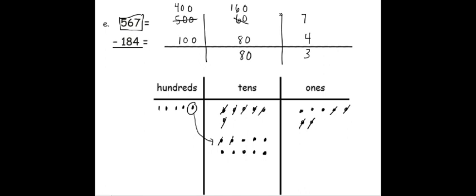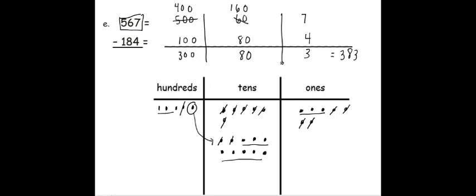And then in my hundreds column, I have 400. I need to subtract 100. Just cross off 1 dot. That leaves 300. Combine my 3 answers for a final answer of 383. And that matches my dots. I have 3 hundreds, I have 8 tens or 80, and 3 ones.